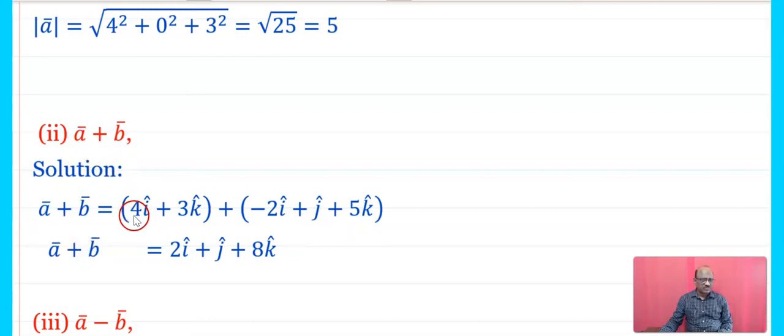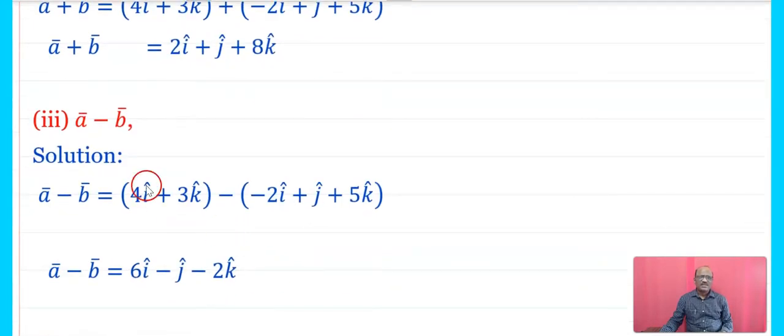Here a bar plus b bar is 4i cap plus 3k cap plus minus 2i cap plus j cap plus 5k cap, and if we evaluate it, then you will get 2i cap. Next, the j term is absent in the first bracket, therefore plus j cap, and what about the k cap? 3k cap plus 5k cap, and that is 8k cap. And the next is a bar minus b bar.